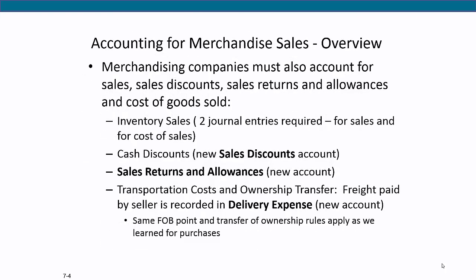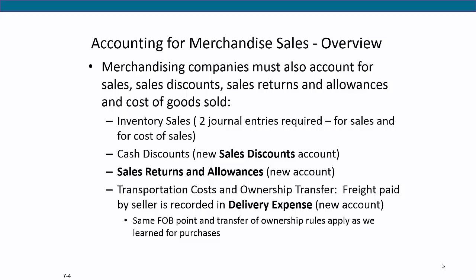So last session we looked at merchandising transactions from a purchaser's point of view. As you likely remember, all costs of inventory, including returns, allowances, and discounts, are accounted for in the cost of merchandise inventory on the balance sheet. It's an asset. Today, we'll review the accounting for those same transactions, but from a merchandise seller's point of view.